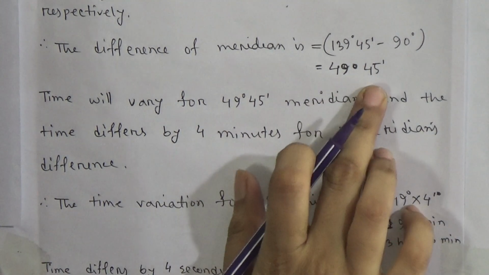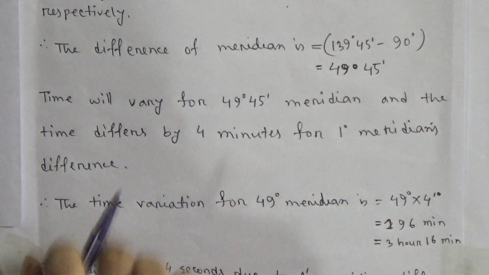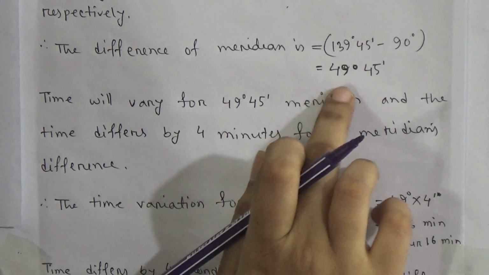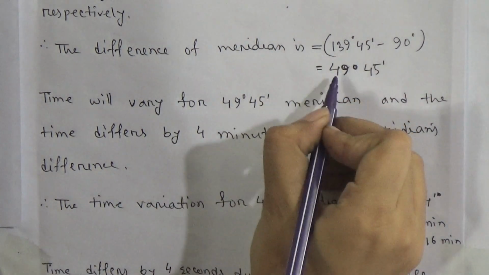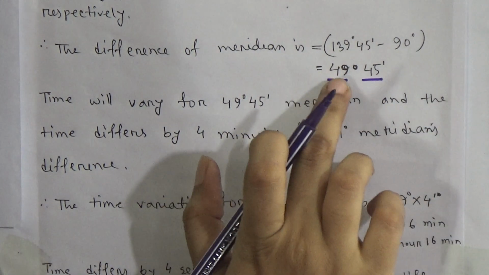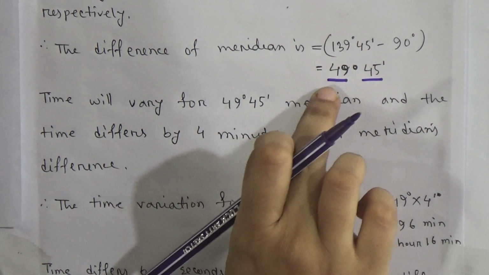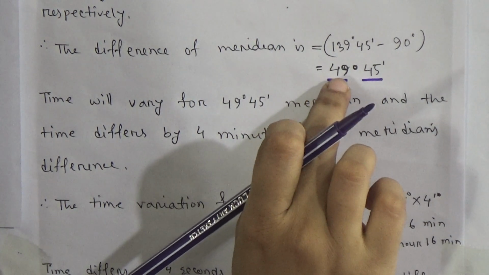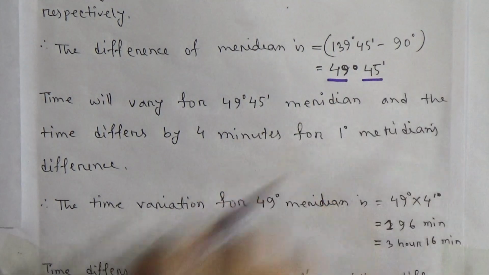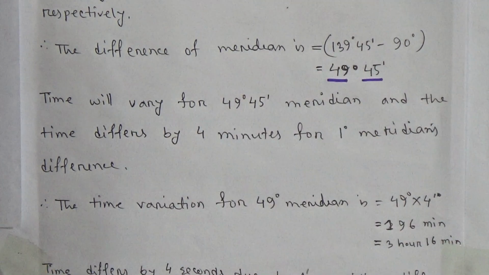So together we cannot get the total time. This is the meridian, this is not the time. So we have to find out the time by multiplying each of the meridians by 4. That means here there is 49 degree and here there is 45 minute. So we have to separate them and calculate the time, multiplying 49 by 4 and 45 by 4. At first we will determine the time for 49 degrees.